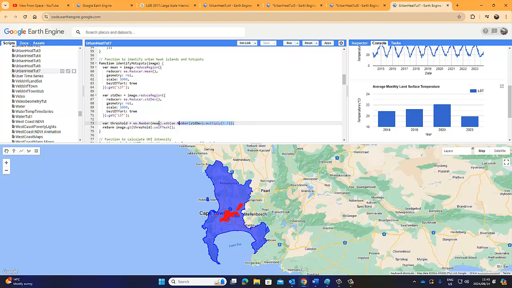So let's say the mean is 5 and the standard deviation is 2. Then you're going to take the 2, you're going to multiply it by 1.5. So 2 times 1.5 is 3. And then you add it back to the 5, and that gives a value of 8. So that means that anything above 8, in our case, would then be classified as an urban heat island or hotspot. Okay, this is what we're doing here.